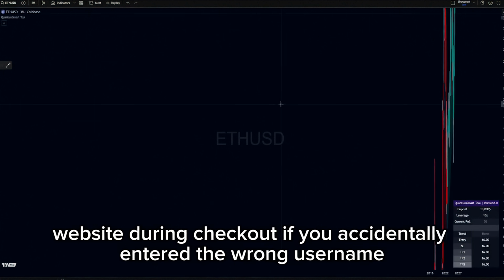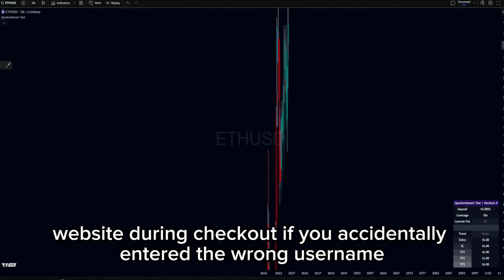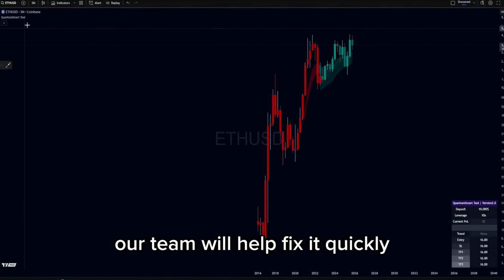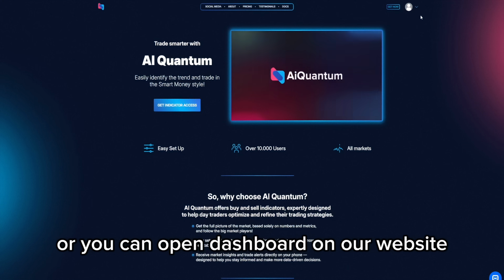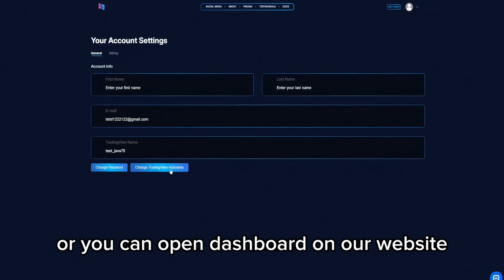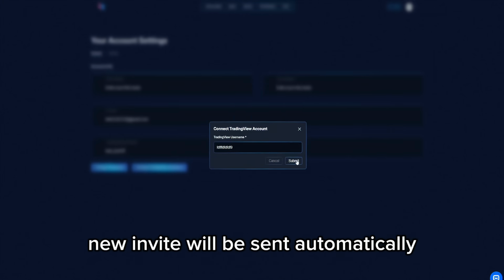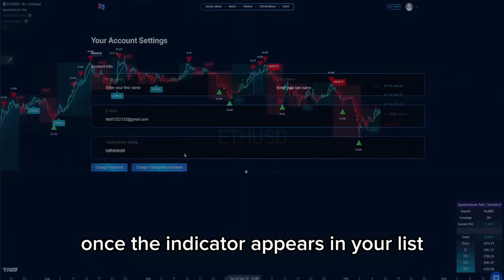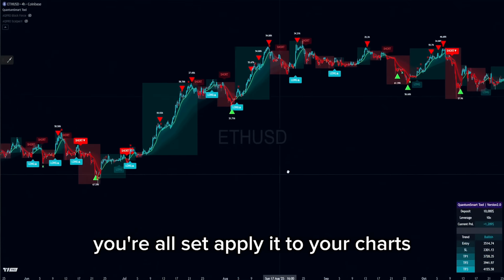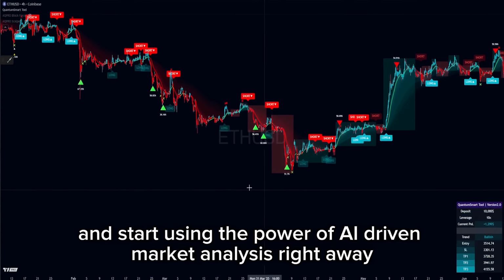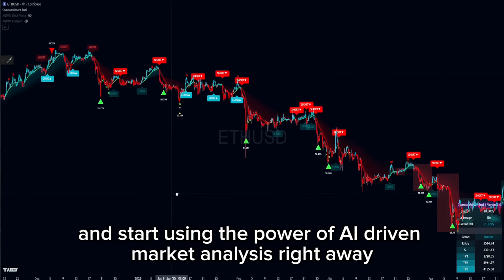Important reminder: make sure you're logged into the same TradingView account that you entered on the AQPRO website during checkout. If you accidentally entered the wrong username, contact our support email. Our team will help fix it quickly. Or you can open Dashboard on our website and edit your TradingView nickname. A new invite will be sent automatically. Once the indicator appears in your list, you're all set. Apply it to your charts, explore the features, and start using the power of AI-driven market analysis right away.